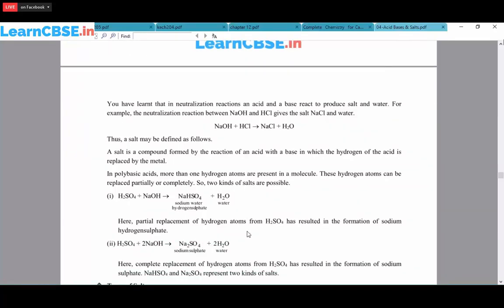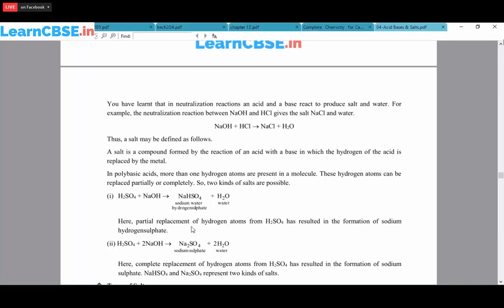In polybasic acids, more than one hydrogen atom is present, for example sulfuric acid. It contains two hydrogen atoms, and these hydrogen atoms can be replaced partially or completely. That is our choice, because there are two replaceable hydrogen atoms in sulfuric acid. If you react only 1 mole of NaOH, one of the hydrogens is replaced with the sodium metal, so it forms NaHSO4. The name of the compound is sodium hydrogen sulfate, plus water.